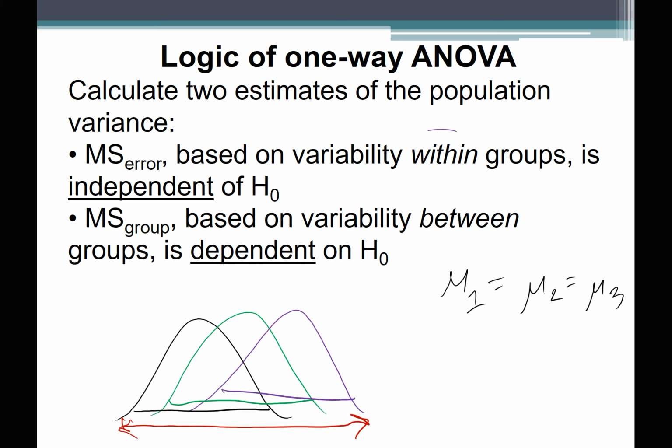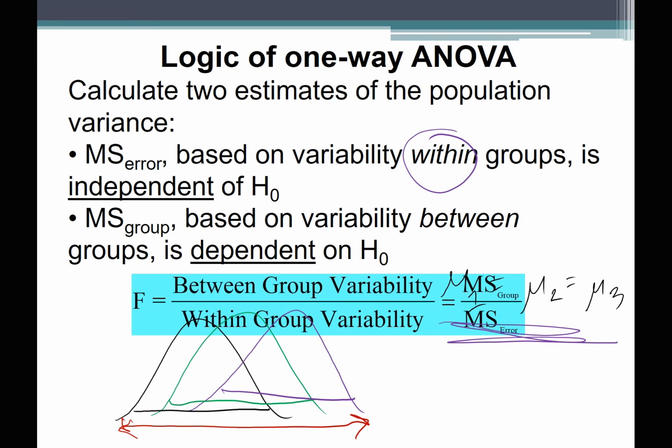So within groups is independent of the null hypothesis. Between groups is what actually tells us information about the null hypothesis. If it's true, then our between groups variability will be the same as our within groups. If the null hypothesis is not true and there's any difference, then we expect our between groups variability to be bigger than the within group variability.